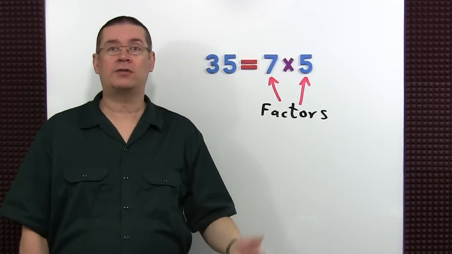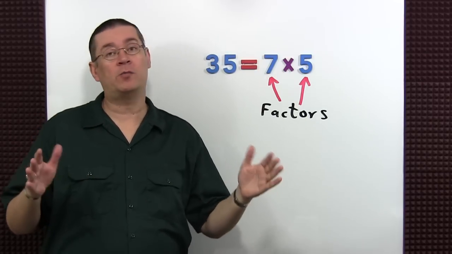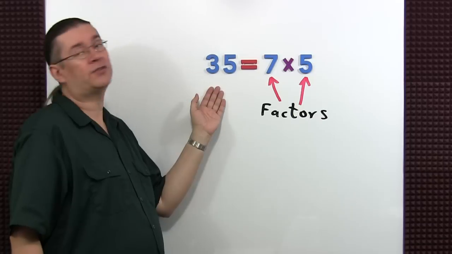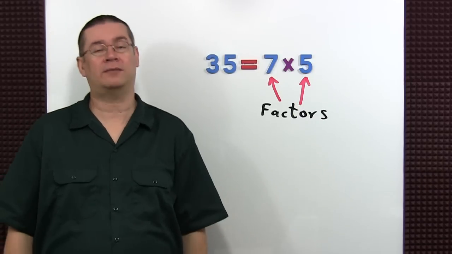Now you may have also chosen 1 and 35, because when you multiply those two numbers together, you also get 35. So there's more than one answer.